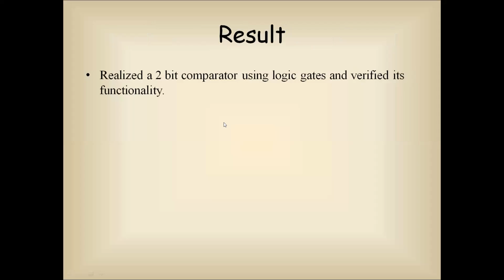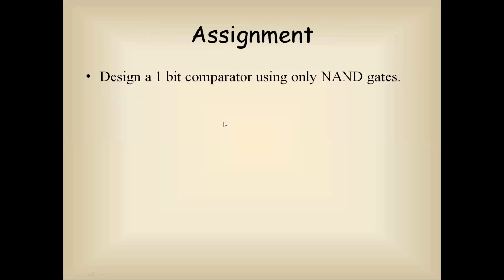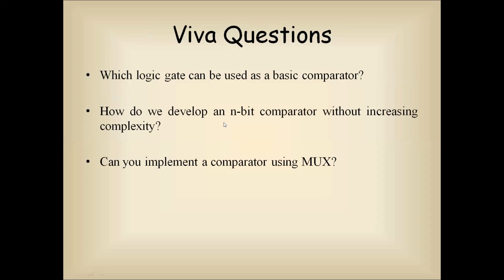So coming back, the result of the experiment is you have realized a 2-bit comparator using logic gates and verified its functionality. Now the assignment for you would be to design a 1-bit comparator circuit using only NAND gates. That will be the assignment you need to finish. And these are Viva questions which are provided here for your further reference for your placements and also for your GATE exam.